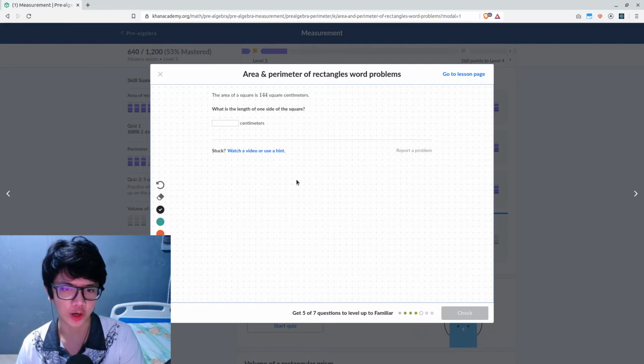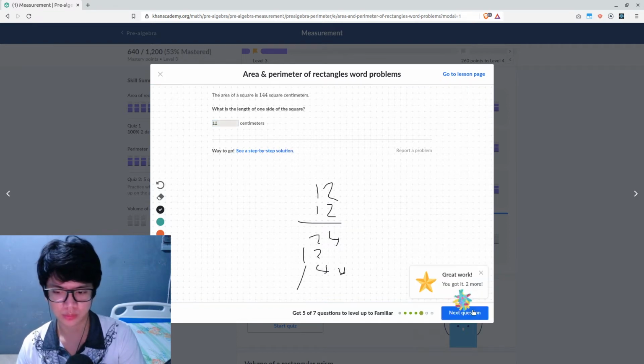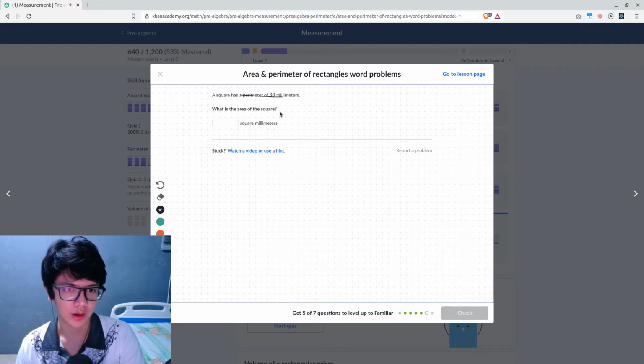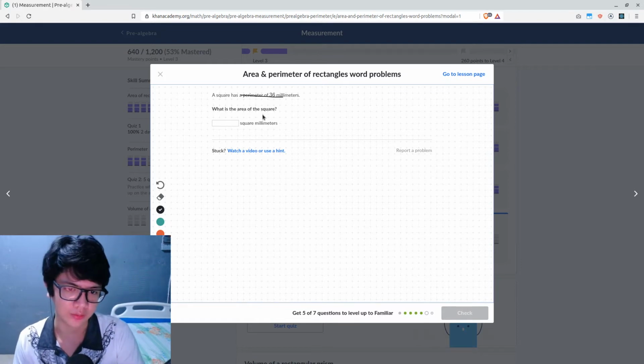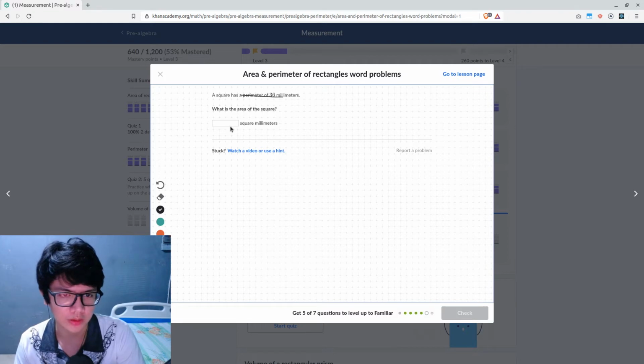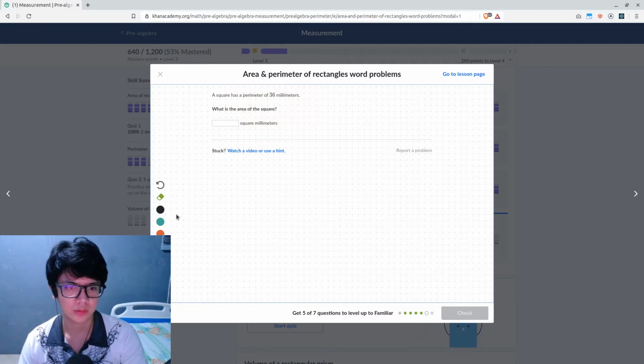A square. I believe this is 12 times 12, right? A square's perimeter of 36. What is the area of the square? Wow, what's this? It's gonna be 4 by 9.